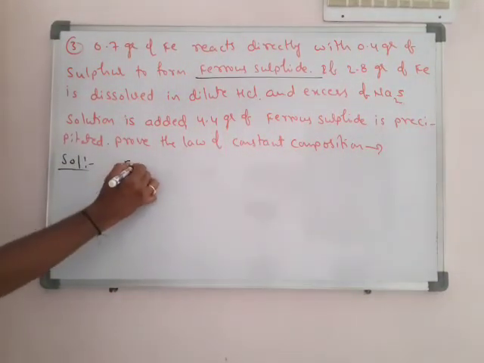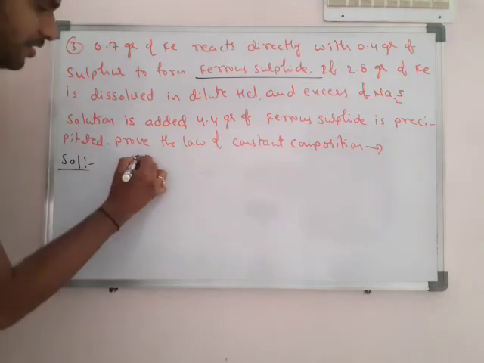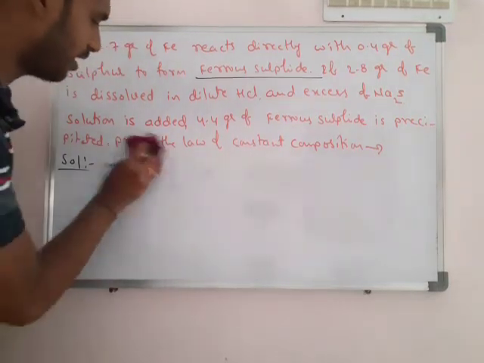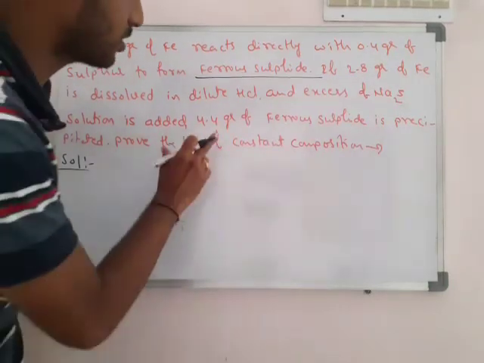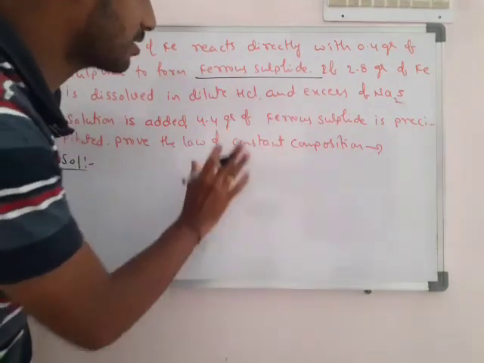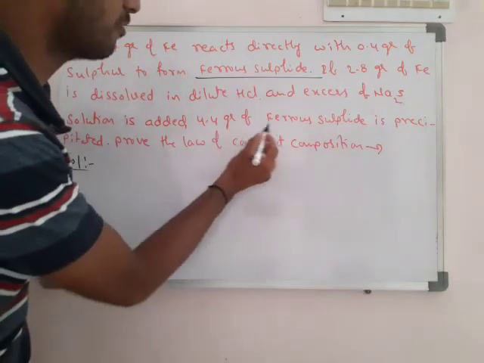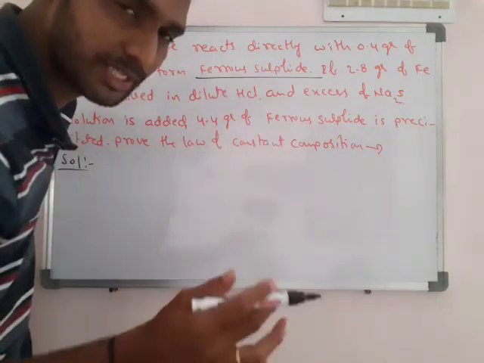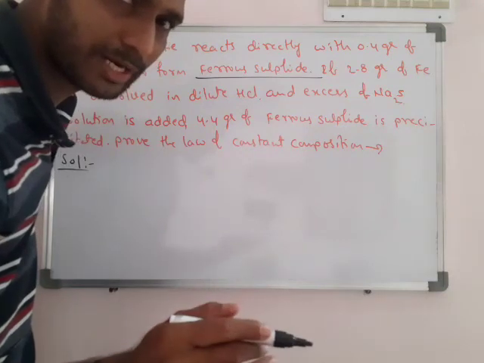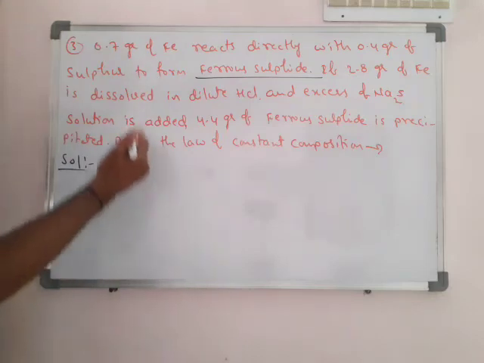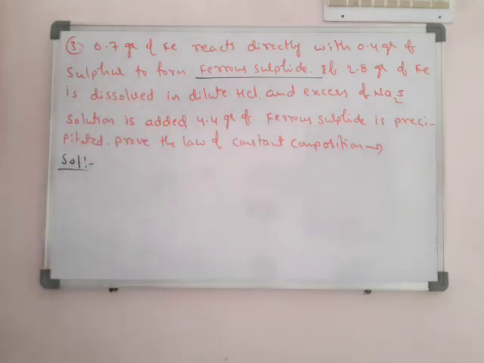So ferrous sulfide means Fe plus 2 and S minus 2. So in the first ferrous sulfide we have to find the iron to sulfur ratio. Then in the second ferrous sulfide formed, we have to find the iron to sulfur ratio in terms of mass. Both should be equal, we have to prove. Okay, first we see the first sample.